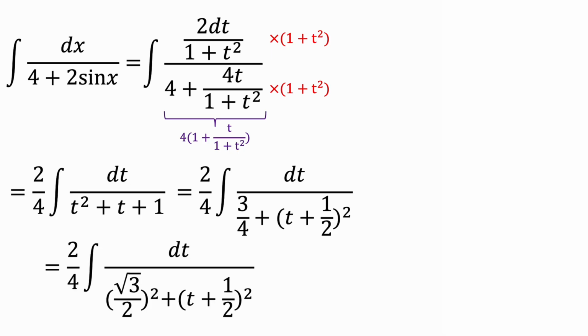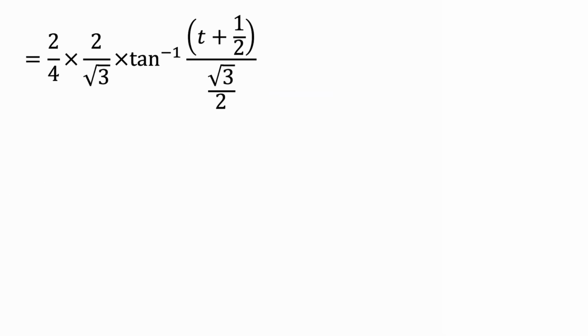Well, what I actually did was this. I wrote down the 3/4 as the square root of 3 over 2, all raised to the power of 2. t plus 1/2, all squared. Are you ready for the final part? Let us move on to the very last step. Now, according to the formula we previously established, let me remind you one more time. The integral of dx over a squared plus x squared would be 1 over a arctangent x over a.